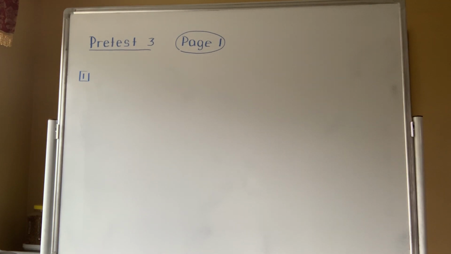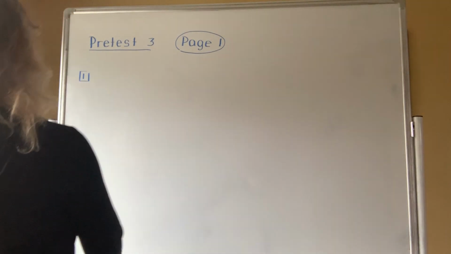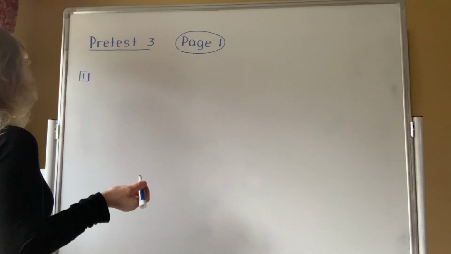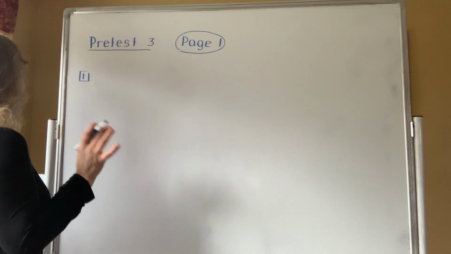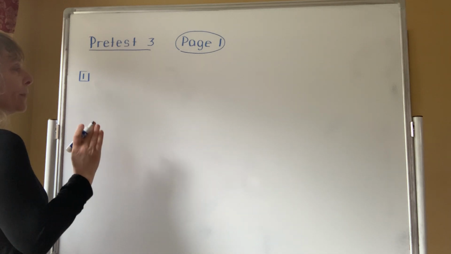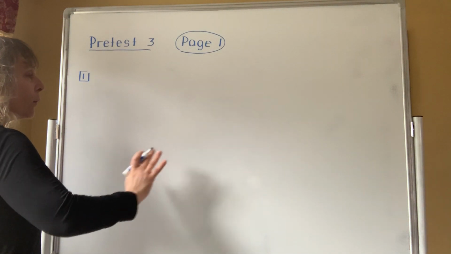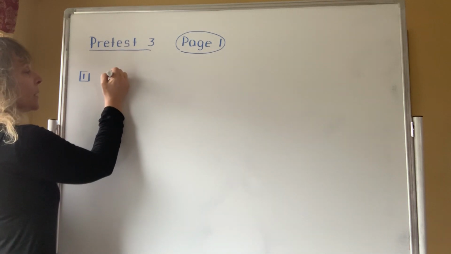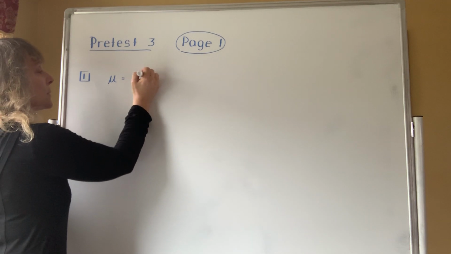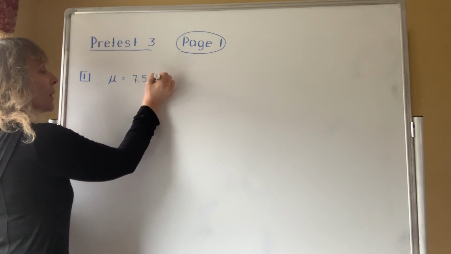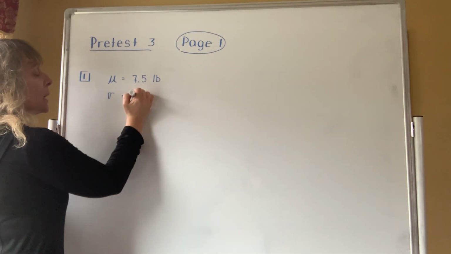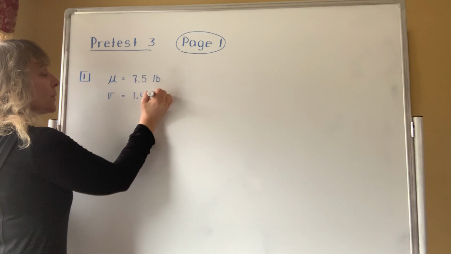Okay, pretest number 3 for Introduction to Statistics, page 1, question 1. It says the mean weight of a newborn baby in a Long Island community is 7.5 pounds with a standard deviation of 1.4 pounds. That means they took all the weights of all the babies in this community, making it the population mean, and they got 7.5 pounds when they averaged them out. However, they took all that data and said the population standard deviation is 1.4 pounds. So this is the claim.